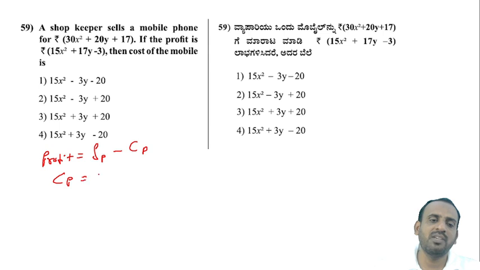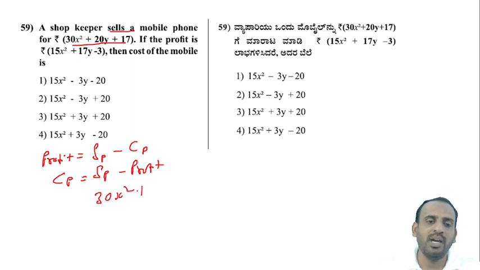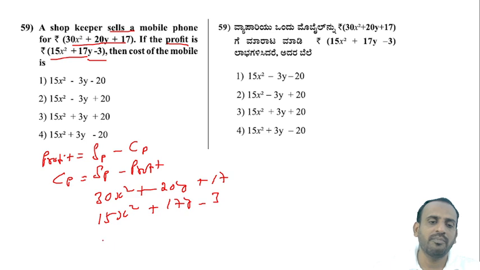So cost price is equal to selling price, profit will come here. So minus profit, correct? So let us try to do it now. So what is the selling price? It says here sells. So this is the selling price. Selling price is 30x square plus 20y plus 17. Profit is, see, the profit is this one, 15x square plus 17y minus 3.